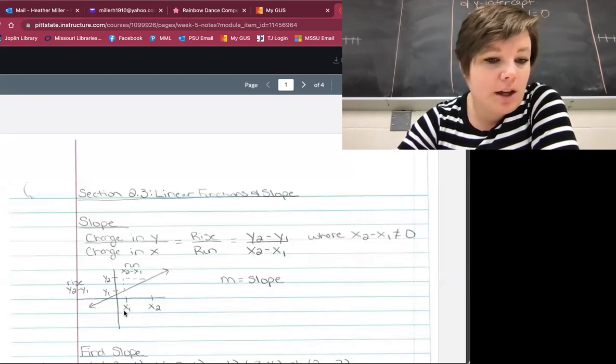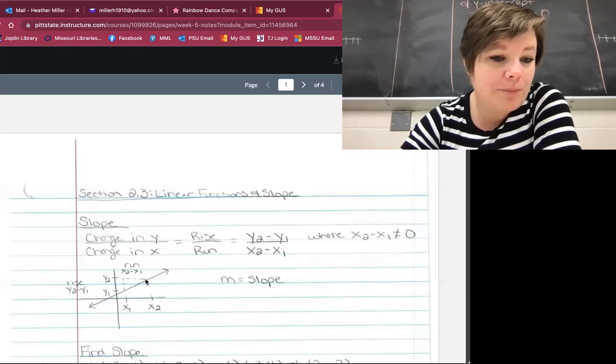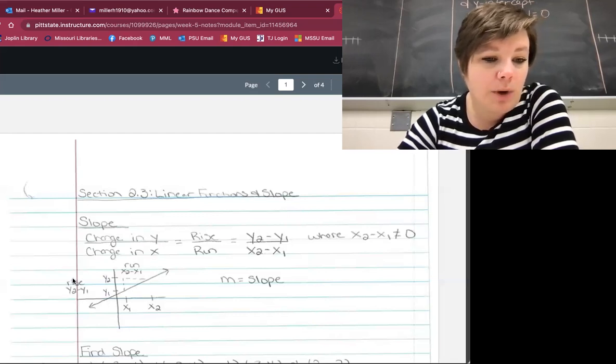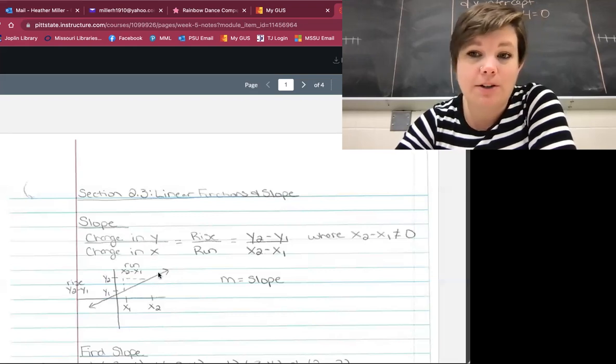So here's a picture that kind of helps show this y2 minus y1 over x2 minus x1. Here's our line, and we have our first point right here, and we have our second point over here. This first point lies at x1, y1, and our second point lies at x2, y2. And so our rise is our y2 minus y1, and our run is our x2 minus x1. So you always do your second point first.